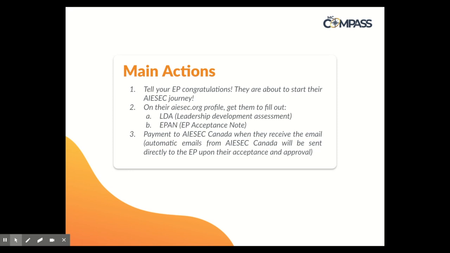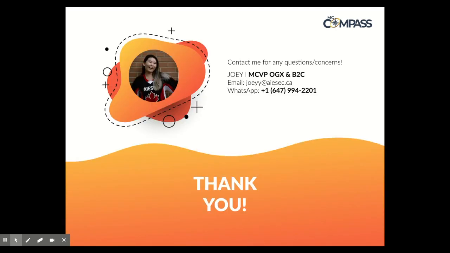And now you want to have them log on to isaac.org on their profile to get them to sign the LDA, which is the Leadership Development Assessment, and the EPAN, which is the EP Acceptance Note. So once they've done that, they would get an automatic email from Isaac in Canada to sign the contracts and also make the payment, so that they can confirm officially that their exchange is approved. So those are the main steps, very basic, and those are the main things that you need to do in the consideration phase. And of course, these are all the basics of it.